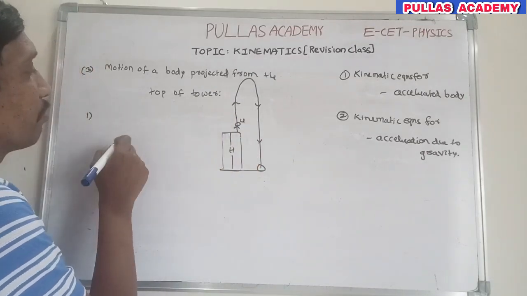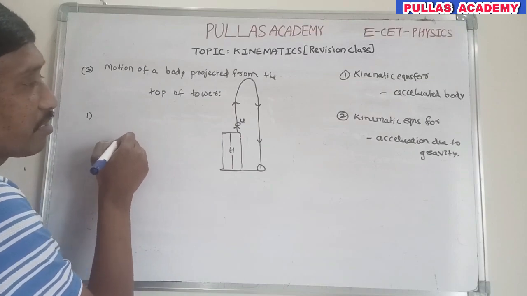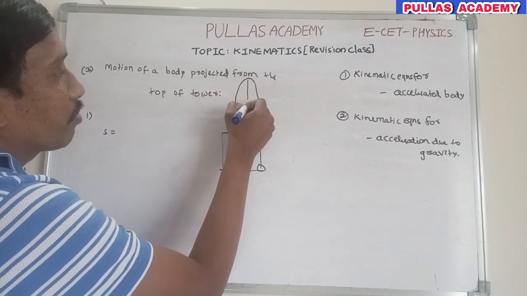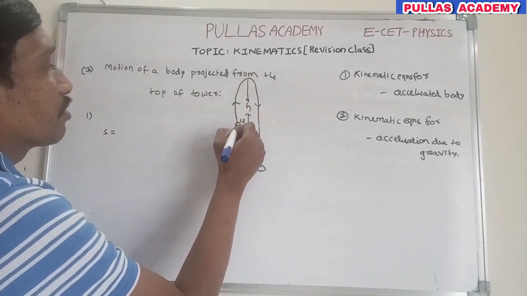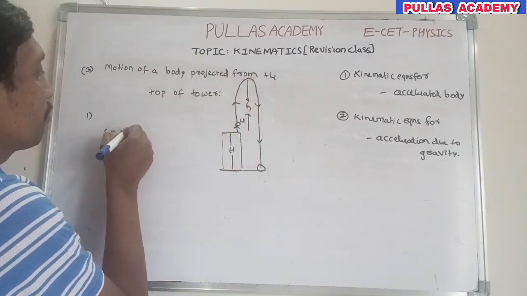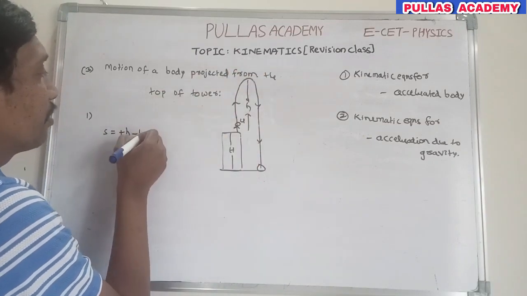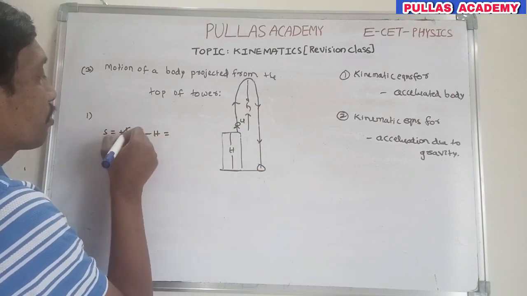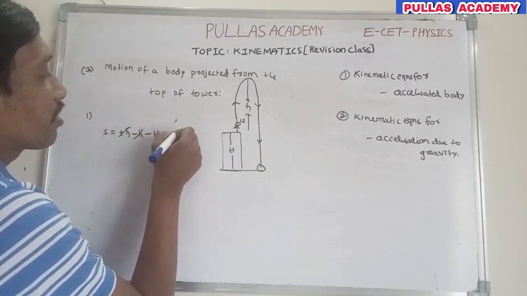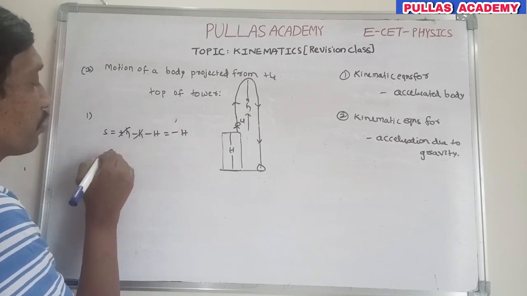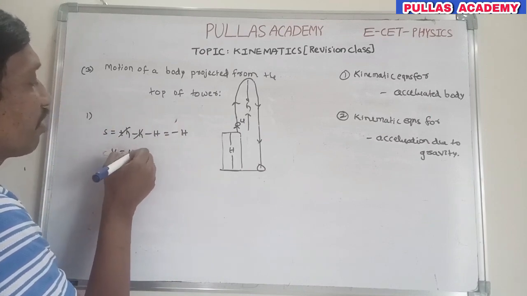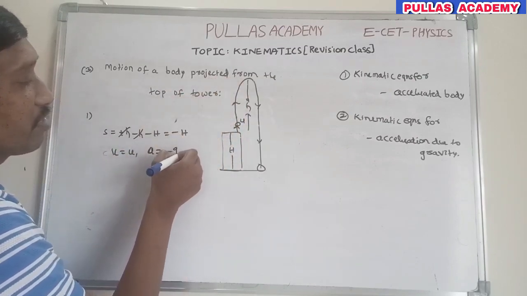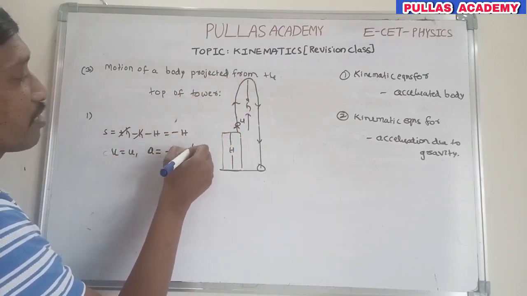In this case, using the second kinematic equation, what is the total displacement? Suppose it reaches a height small h. While moving upwards, displacement is plus h. While moving downwards, minus h. Next, while reaching the ground, minus H more. Totally, the displacement is minus capital H. It is projected upwards, that means initial velocity is u and acceleration a is equal to minus g. Next, what is the time taken?